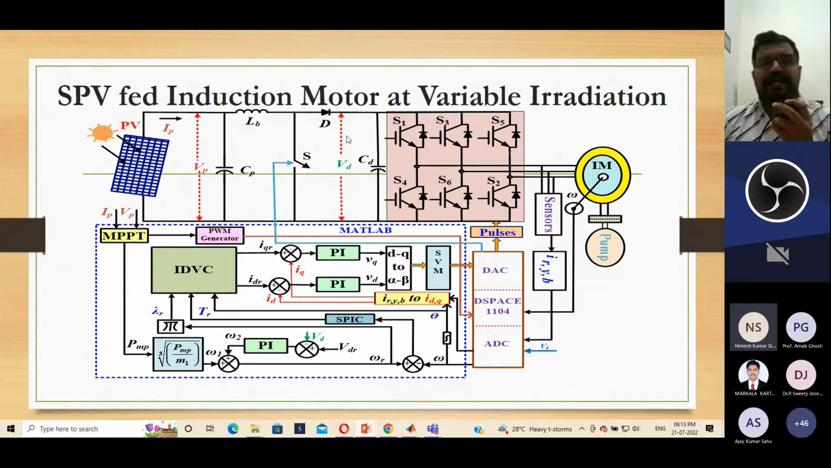For better operation of the induction motor drive, the VD must be maintained constant, right? If the input voltage fed to the induction motor has to be constant, it means the value of VD must be constant. This can be achieved with the help of the voltage control loop, which is given here.